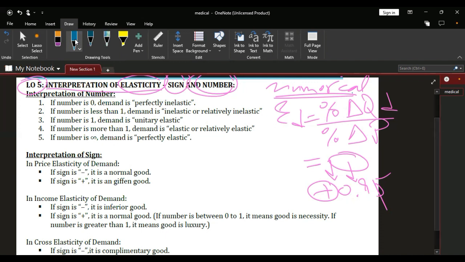If your answer is 0, it means it is perfectly inelastic, that is, your quantity doesn't change with the change in price, or there is no relationship between the price and quantity. The second one is if your answer is less than 1, meaning 0.95, 0.97 or any value that is less than 1, then it is called demand is inelastic or relatively inelastic.